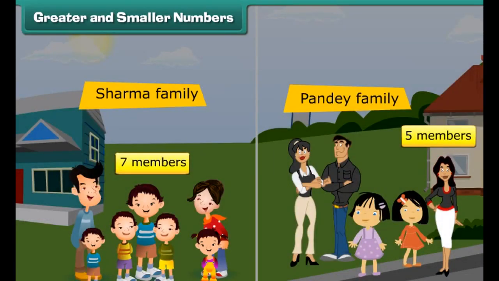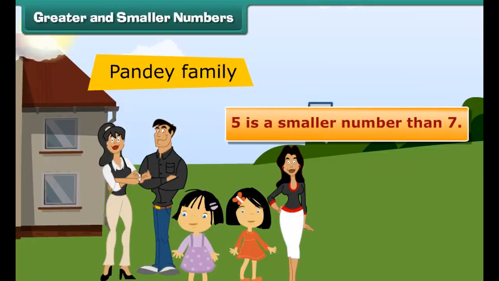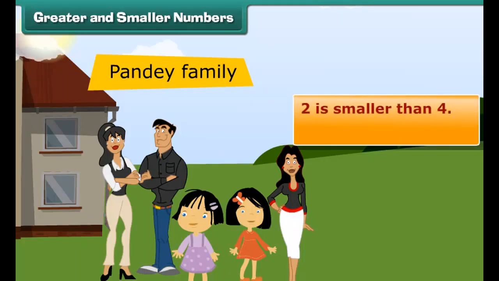Let us now look at these cases from the other side. Pandey family has fewer members. It means 5 is a smaller number than 7. Therefore, we can say that numbers that come before are smaller than the numbers that come later. 2 is smaller than 4. 10 is smaller than 15.